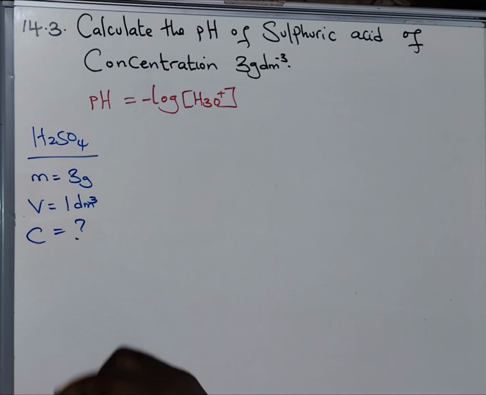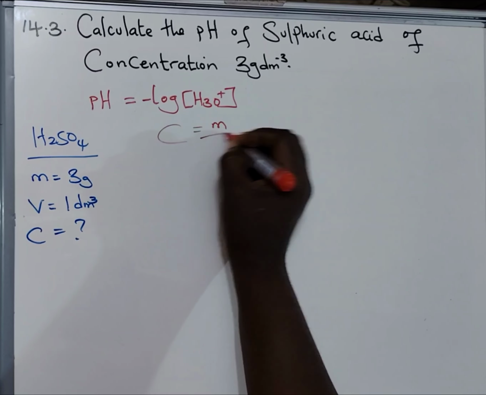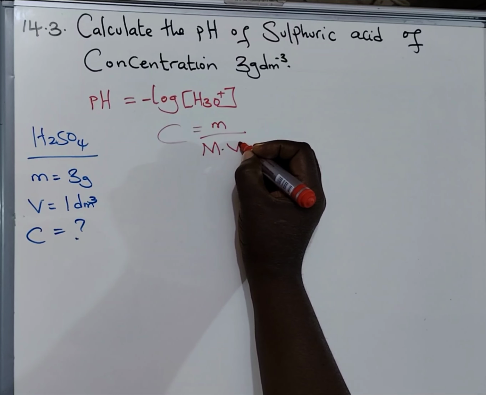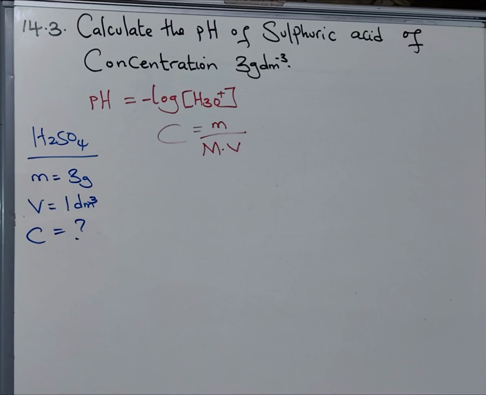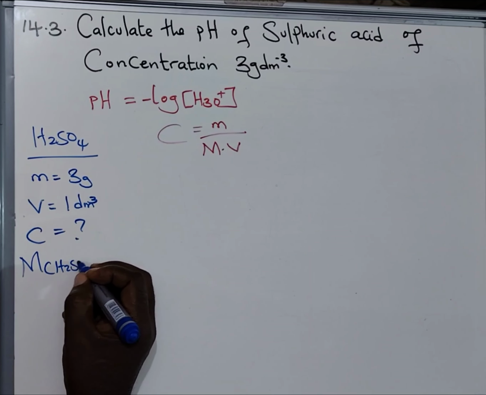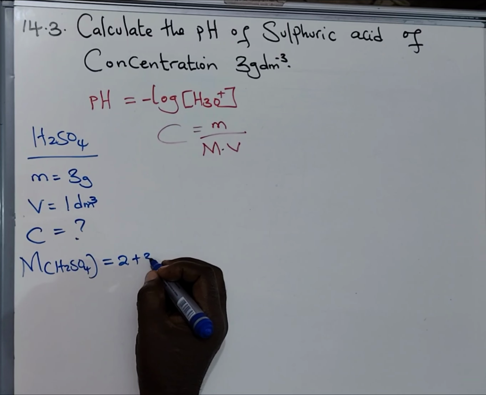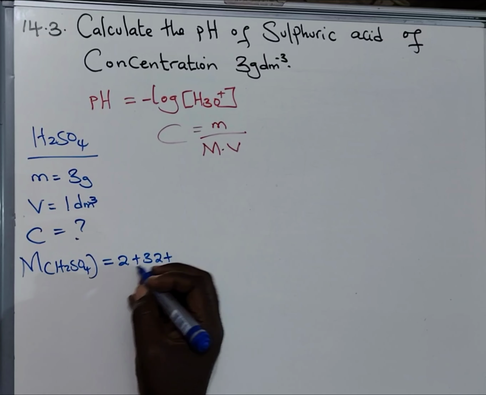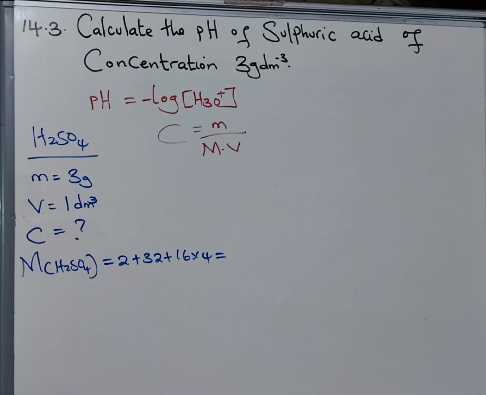Okay. So here you have to quote the formula which links concentration to mass. And the formula says C is equal to m over MV. The formula shows that you are missing something important, which is the molar mass of sulfuric acid. So you have it here. It's the molar mass of sulfuric acid, which is going to be 2 for hydrogen plus 32 plus 16 for oxygen times 4, giving you, the molar mass for sulfuric acid is 98.